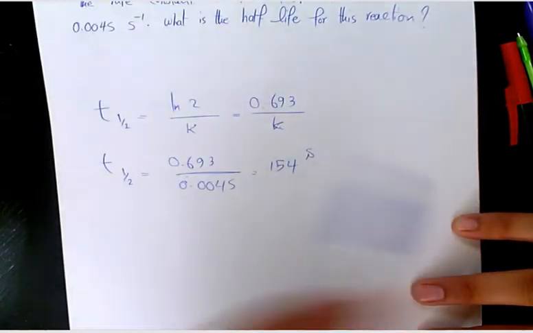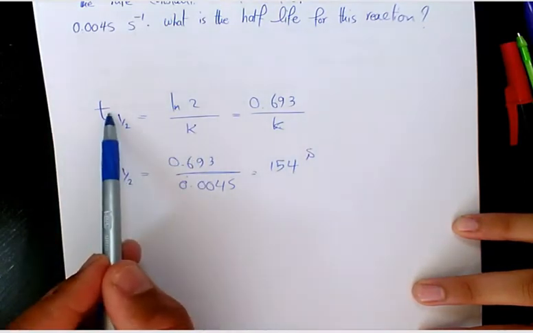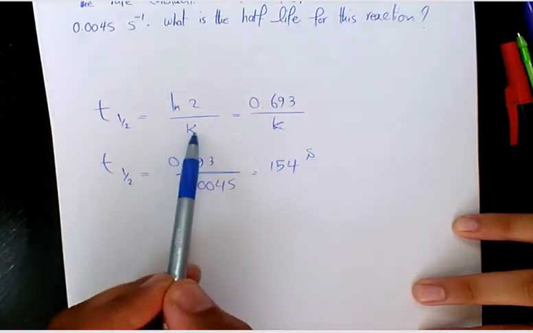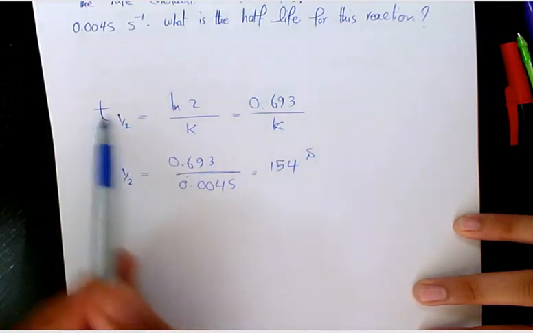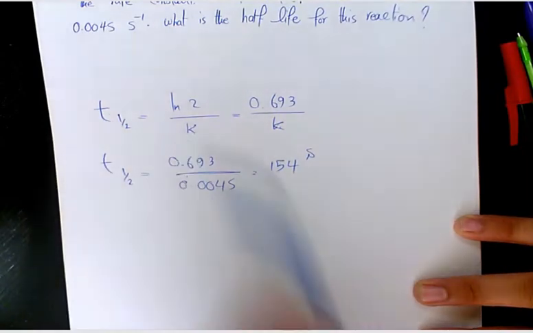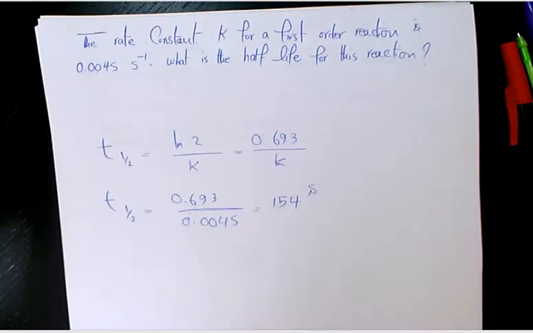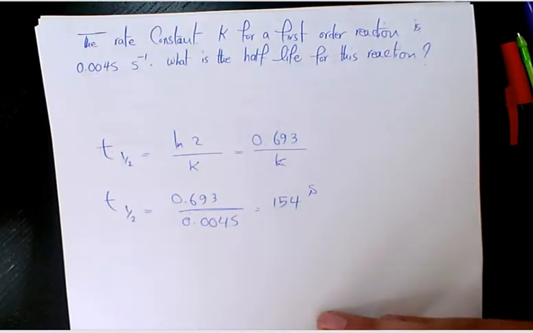So these two have to be opposite units. If this one is minute, this one is going to be per minute. If this one is in second, this one is going to be per second. If time is in terms of hours, this one has to be per hour. So the half-life time is going to be 154. It means that each and every 154 seconds, the initial concentration is going to be halved.